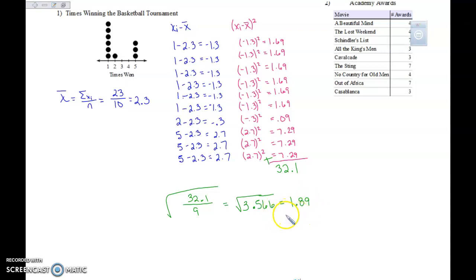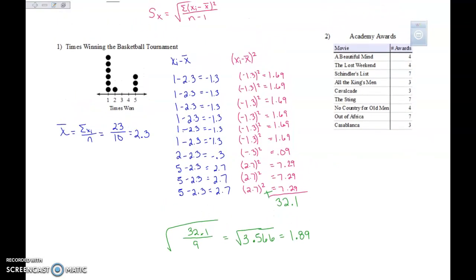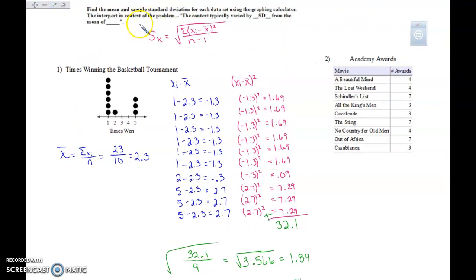Now, once you get the standard deviation, you can put it in terms of the problem. So as you look up here, it says put it in terms of the context. So the context is winning a basketball tournament. So you can say that the chances of winning a basketball tournament varied by 1.89 standard deviations from the mean of 2.3. So I'm going to write that out so you can see it.